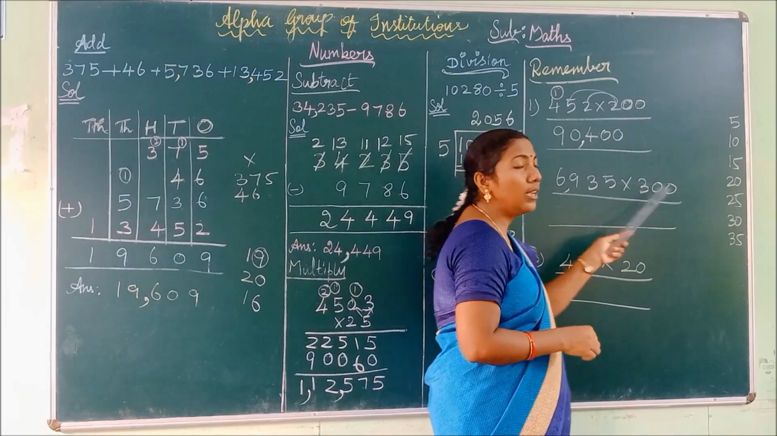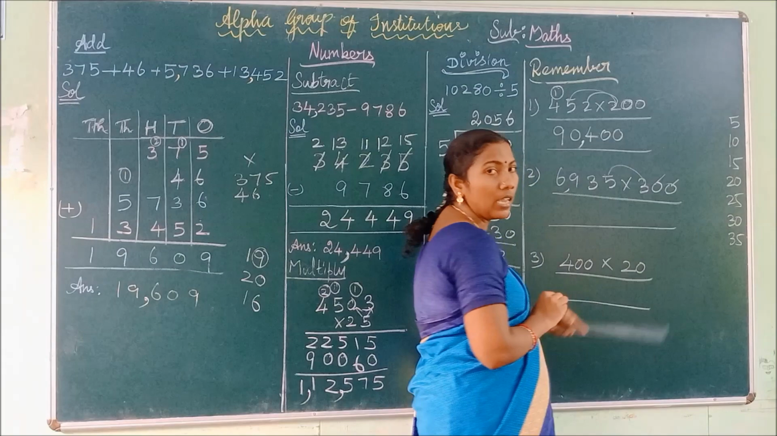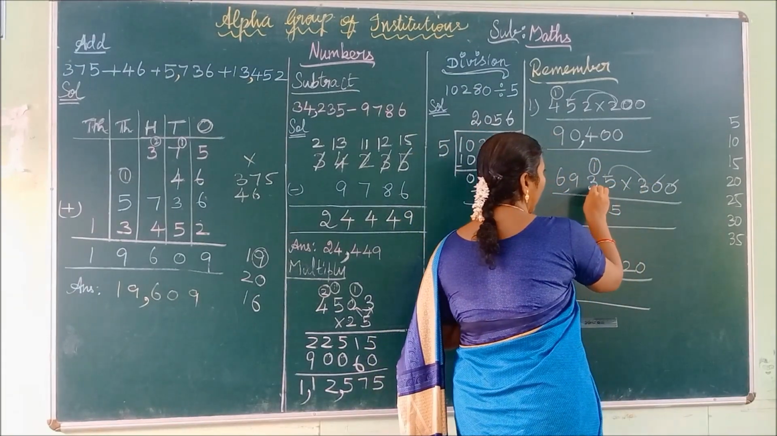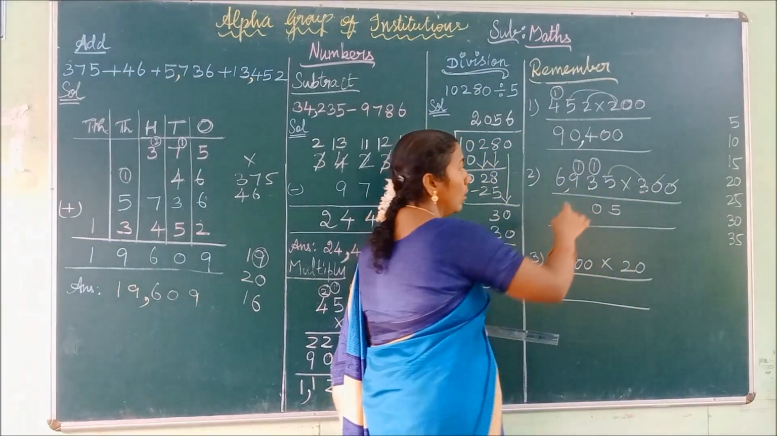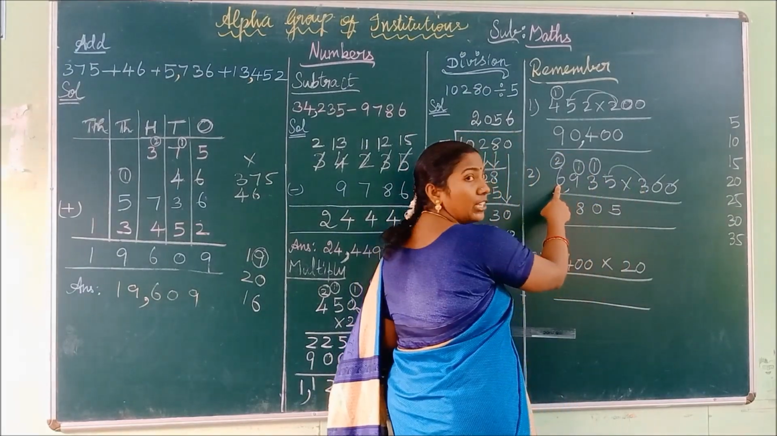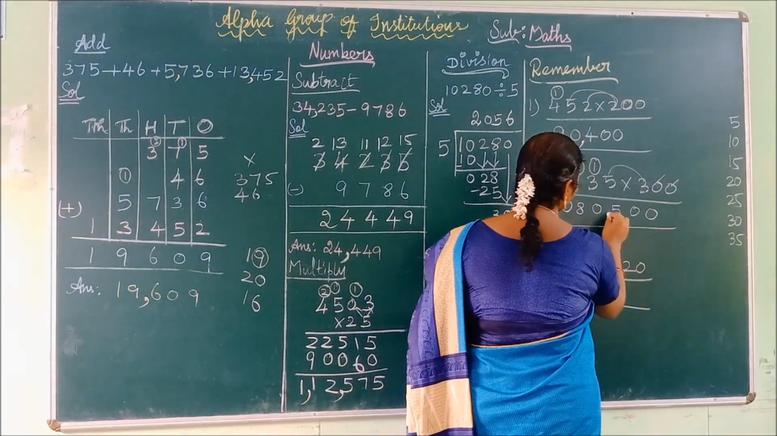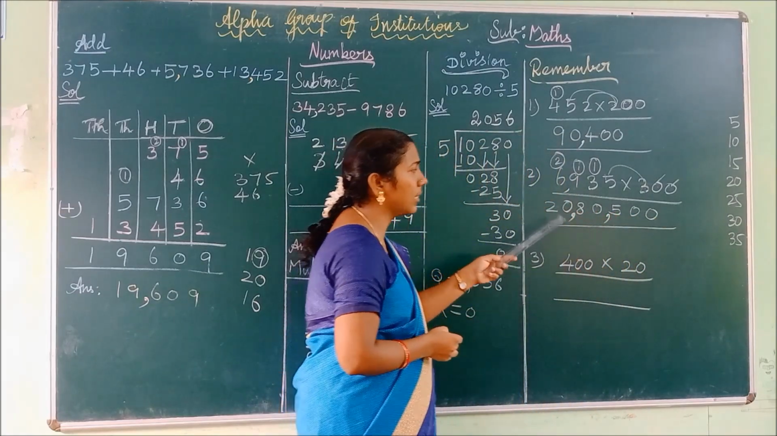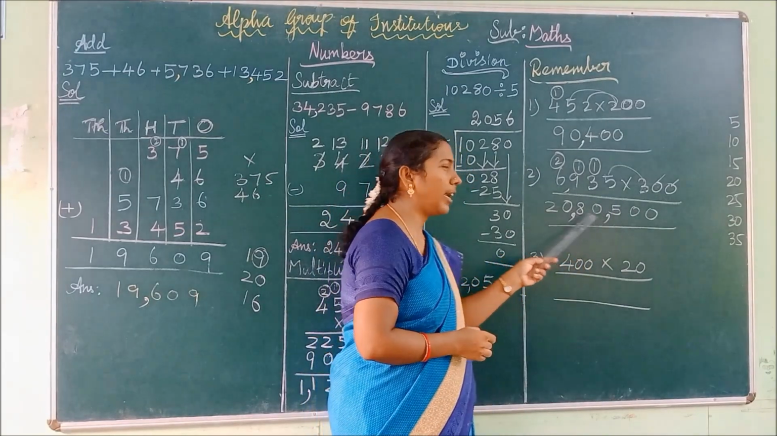Similarly, see the next number, 6,935 multiplied by 300. First forget these 2 zeros. Multiply the number by 3. 5 3s are 15, remainder 1. 3 3s are 9, 9 plus 1 is 10. Remainder 1. 9 3s are 27, 27 plus 1 is 28. Remainder 2. 6 3s are 18, 18 plus 2 is 20. And then you have to add the 2 zeros. You have to place the number after the 3 digits and then you have only 2 digits. Thus we got the answer: 1s, 10s, 100, 1000, 10,000, lakh, 10 lakh, 20 lakh, 80,500.